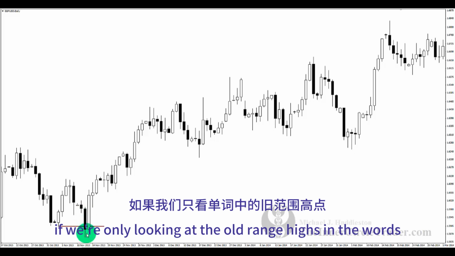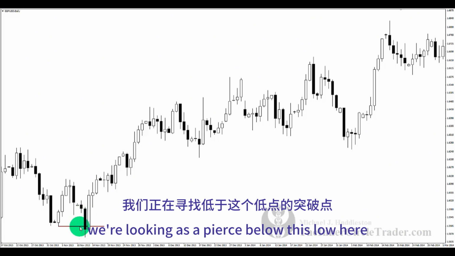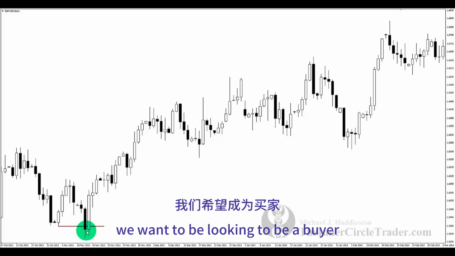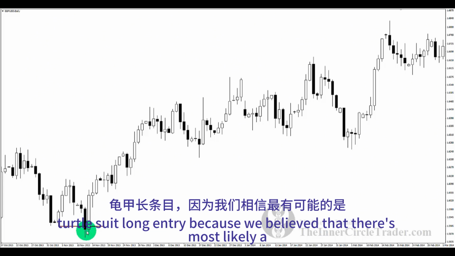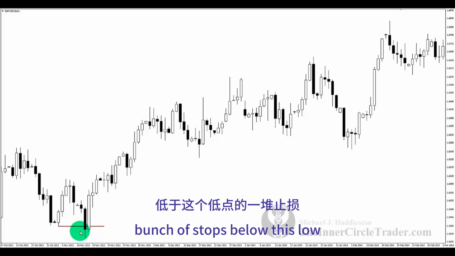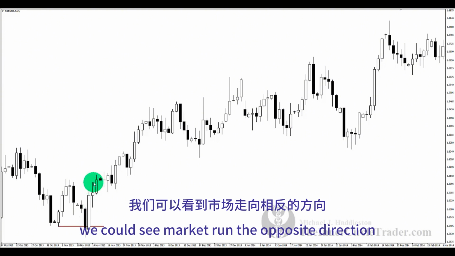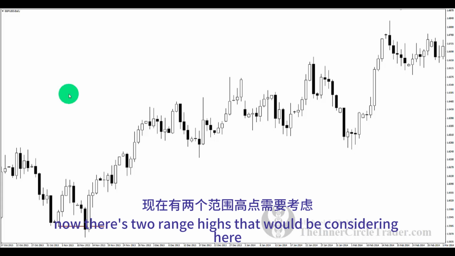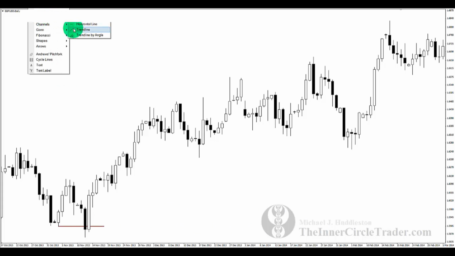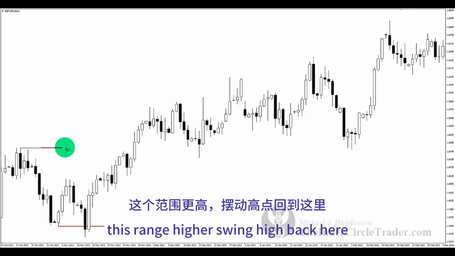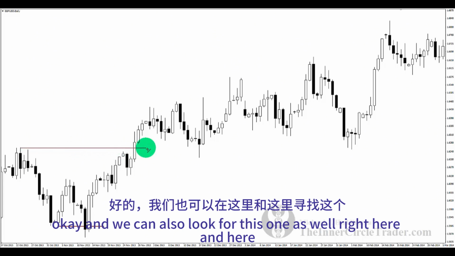If we're only looking at the old range highs, in other words, we're looking as a pierce below this low here, we want to be looking to be a buyer, turtle soup, long entry, because we believe that there's most likely a bunch of stops below this low, and on a short-term basis we could see market run the opposite direction. Now there's two range highs that you would be considering here. You could look at this range high or swing high back here, okay, and we can also look for this one as well, okay, here and here.